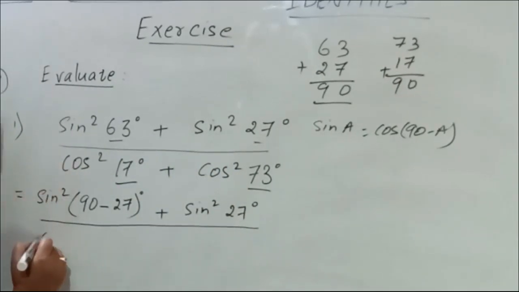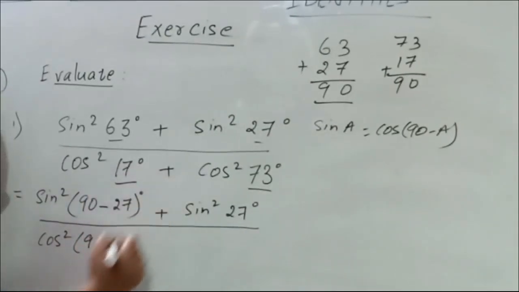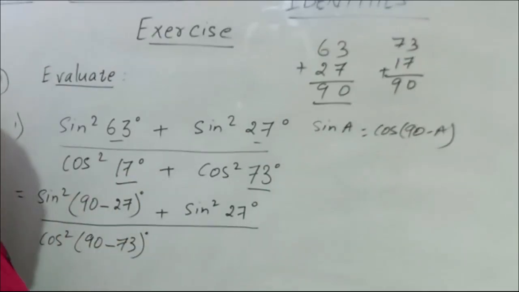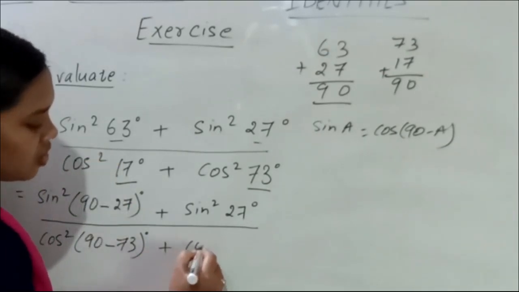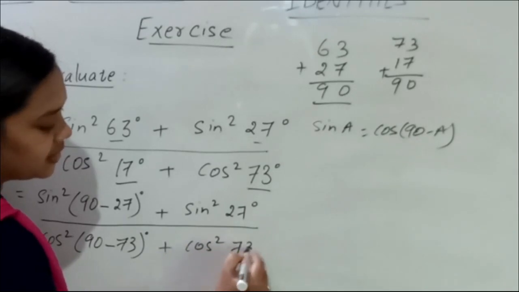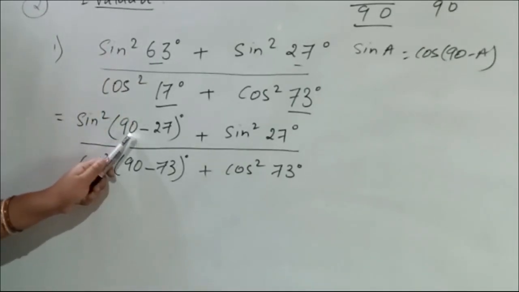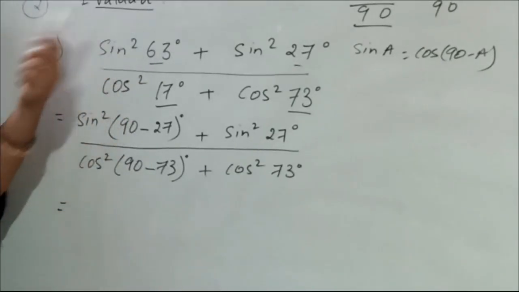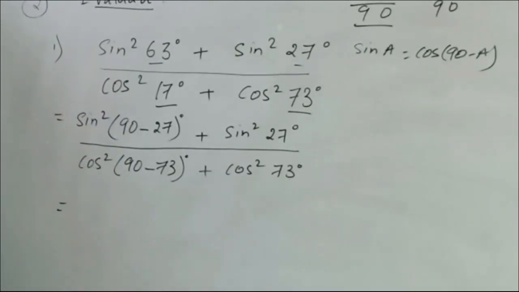So we can write cos²(90 minus 73). 90 minus 73 is equal to 17, plus cos² 73 degrees. See here, any doubt? What did I do? In place of 63 I wrote 90 minus 27, so 90 minus 27 is 63. And in place of 17 I wrote 90 minus 73, so 90 minus 73 is 17 only.